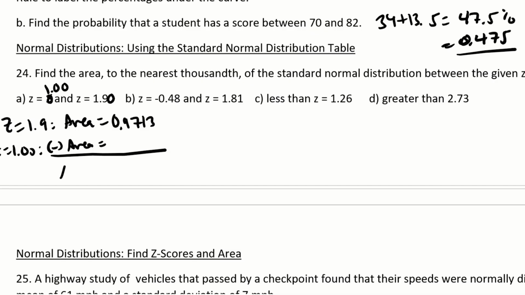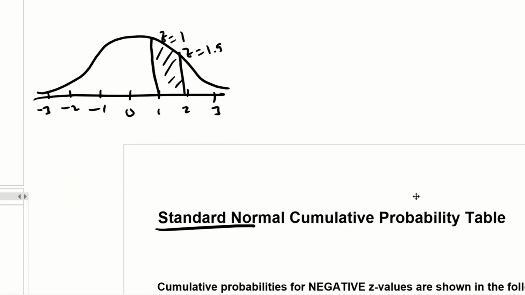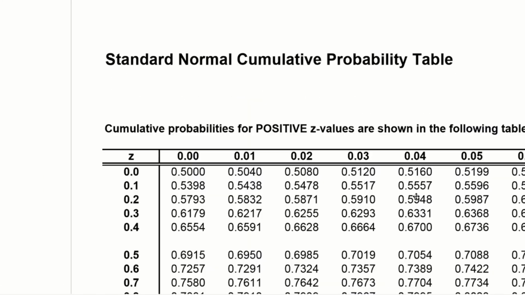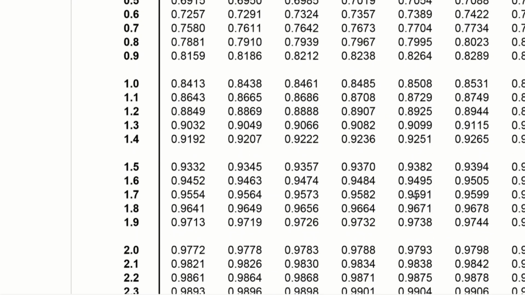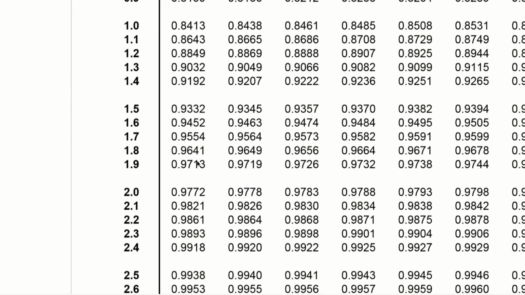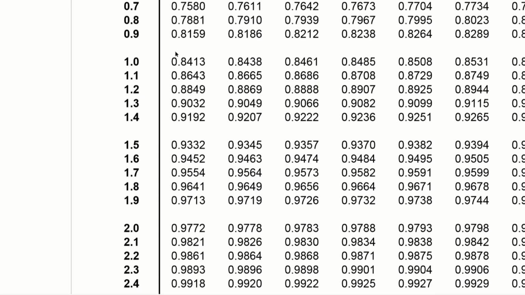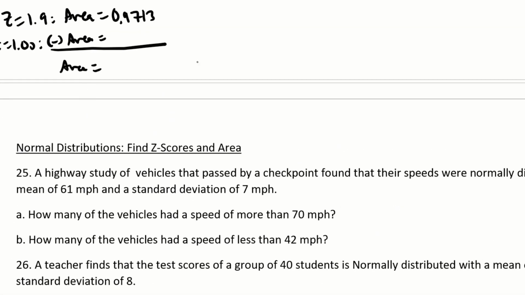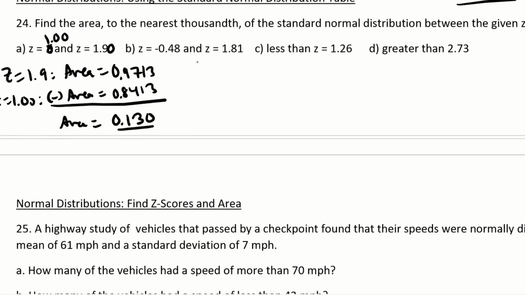So we're going to look at 1.00. Remember earlier we looked at 1.90, but now we're going to look at 1.00, 0.8413. And then we subtract those, and that gives us 0.1300, but we're going to round it to the nearest thousandth. So that means 3 decimals. And there's our answer.